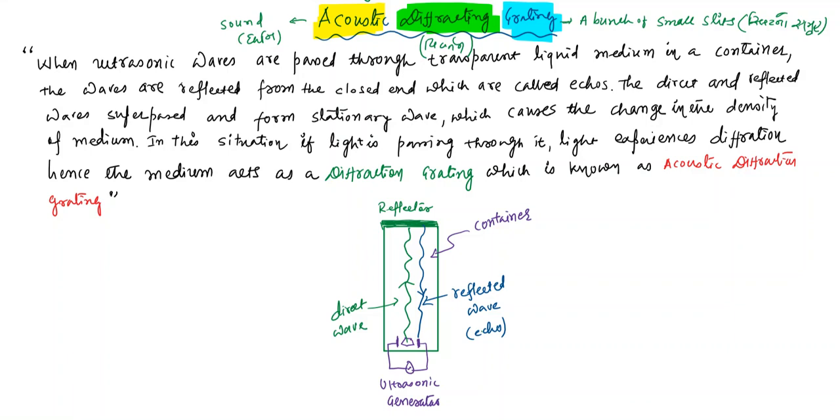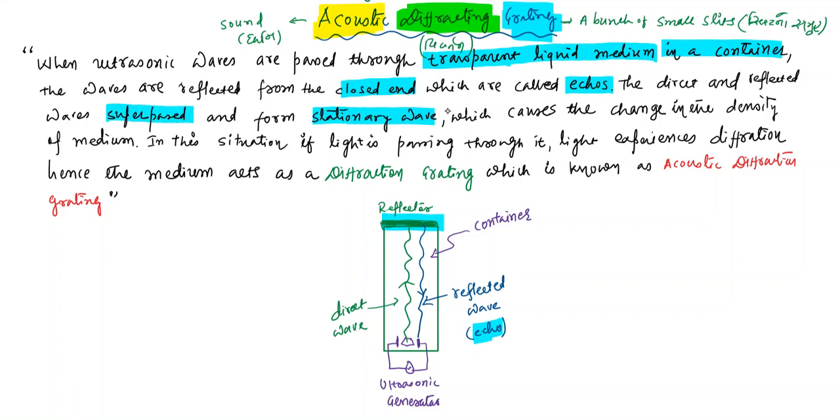Now let us read the line once again. When the ultrasonic waves are passed through a transparent liquid medium in a container, the waves are reflected from the closed end, which are called echoes. So this is the reflector part. The ultrasonic wave moving in this direction is reflected, which is known as the reflected wave, or better known as the echo. The direct and reflected waves superposed and form a stationary wave.